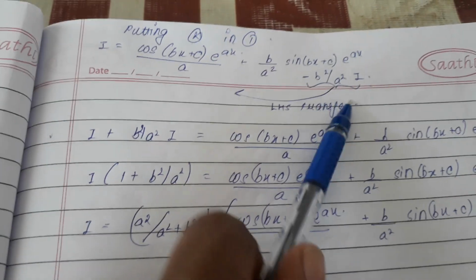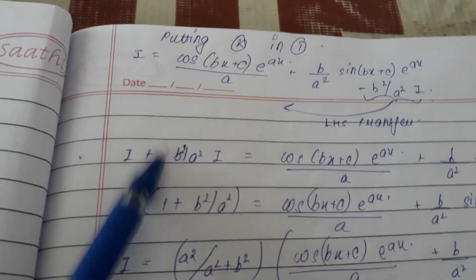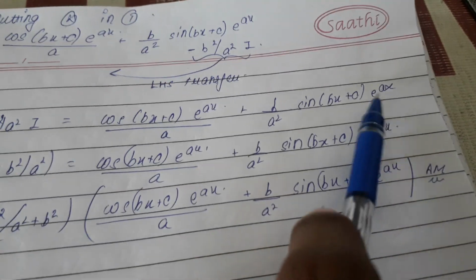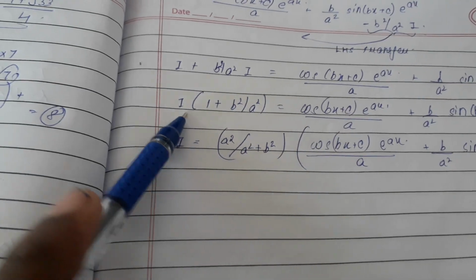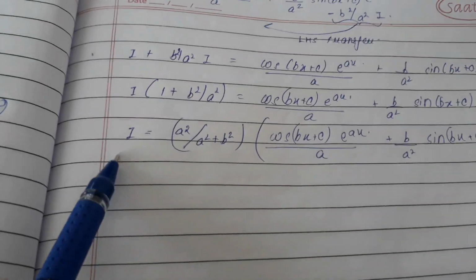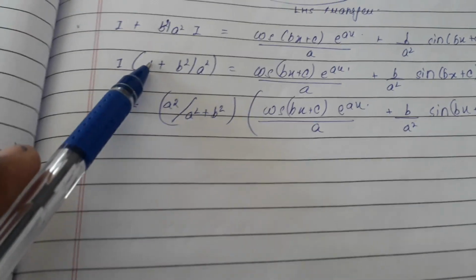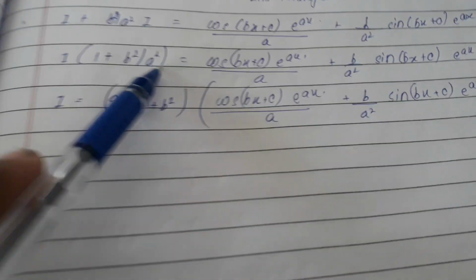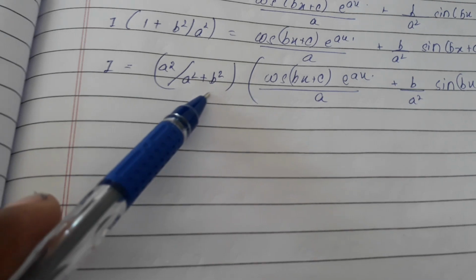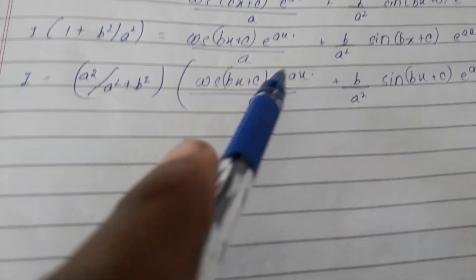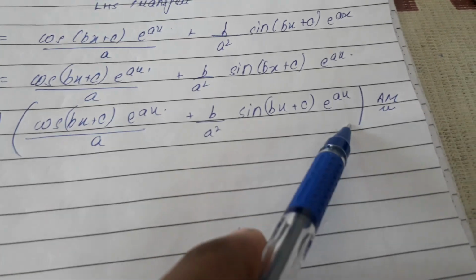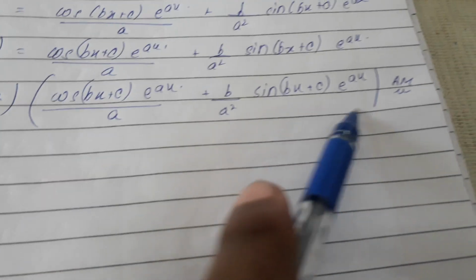We know this is I, so we can transfer this I to the LHS. It becomes I plus b square by a square I is equal to the same thing as before. Taking I common, 1 plus b square by a square, and after taking the LCM, it becomes a square plus b square divided by a square. We can transfer this to the denominator side, so I is equal to a square by a square plus b square into cos(bx + c) into e to the power ax divided by a, plus b by a square sine(bx + c) into e to the power ax. Now this whole thing is the answer.